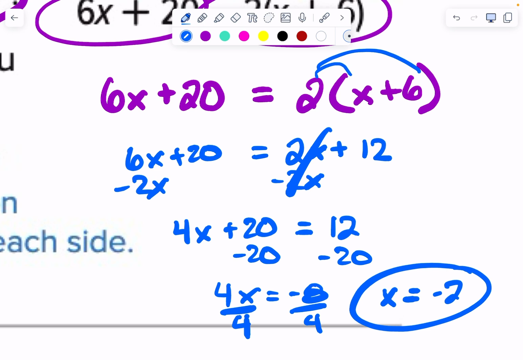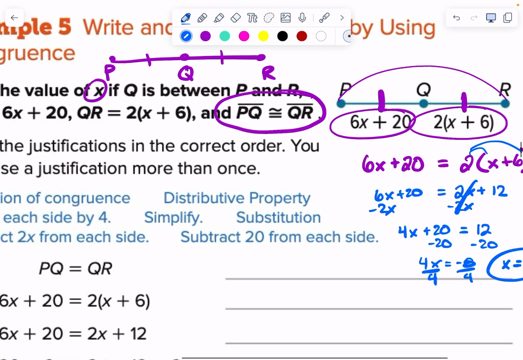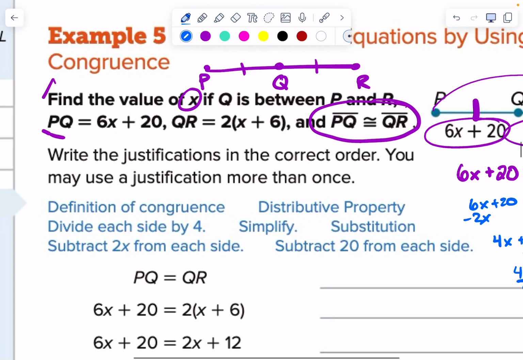Heck? How can x be negative 2 when we're talking about distance? It's backwards. X is the variable. X isn't the length of each one, right? So x could be negative, just as long as when I sub it back in, it's going to be positive for the distance. Make sense? Okay? Now, am I done? X is negative 2? Nope.